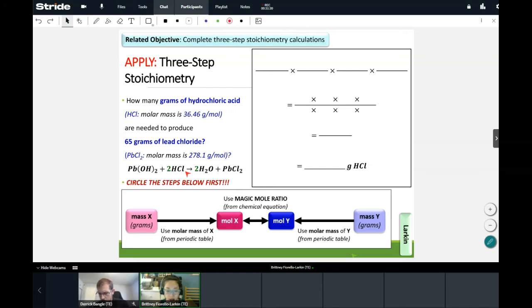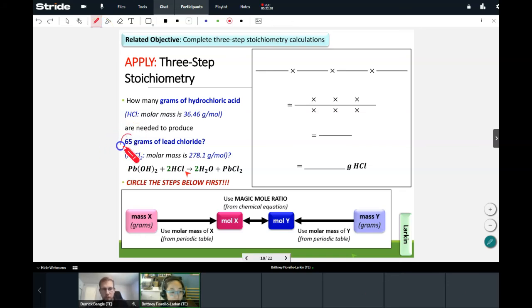So the question right here is, how many grams of hydrochloric acid are needed to produce 65 grams of lead chloride? Again, ignore the stuff in the parentheses, and for now, tell me, what number do we have? What's the units? What's the chemical? Okay, ignoring everything in parentheses, what's the only number we have? Give me its units and chemical.